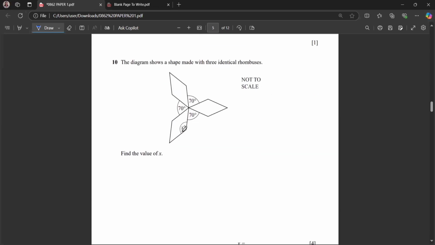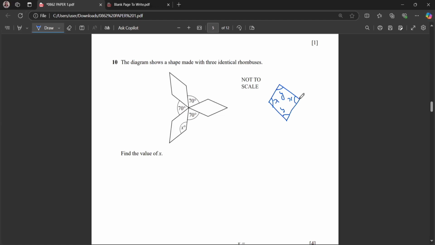10th one, the diagram shows a shape made with 3 identical rhombuses. Find the value of x. So certain properties you would like to recollect about a rhombus is that opposite angles of a rhombus are equal. So if this is x, then this is also x. If this is y, then this is also y.